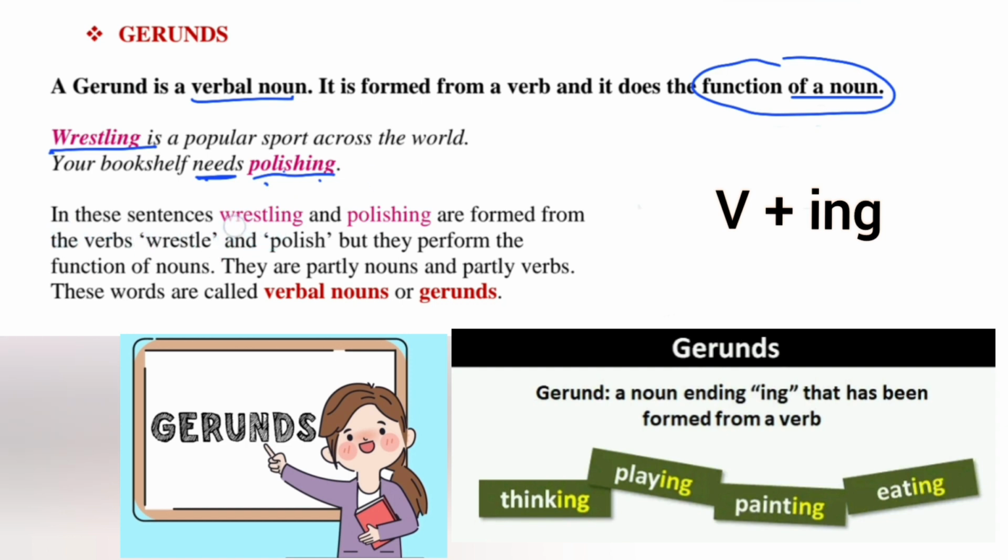Polishing. So this needs is a finite verb and this polishing is a gerund or non-finite verb. In these sentences, wrestling and polishing are formed from the verbs wrestle and polish, but they perform the function of a noun. They are partly noun and partly verb. These words are called verbal nouns or gerunds.